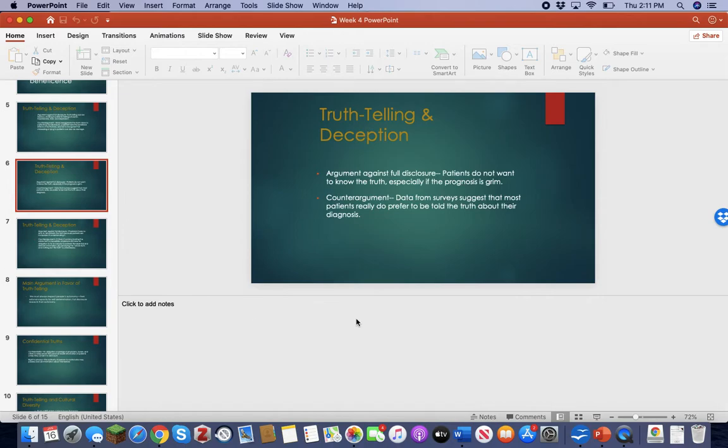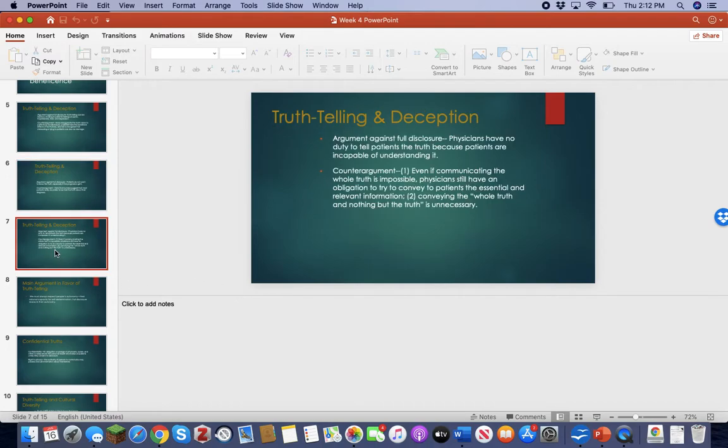Another argument against full disclosure is that patients do not want to know the truth, especially if the prognosis is grim. A counter-argument to that is that data from surveys suggest that most patients really do prefer to be told the truth about their diagnosis. Another argument against full disclosure is that physicians have no duty to tell patients the truth because patients are incapable of understanding it. A counter-argument to that is, one, even if communicating the whole truth is impossible, physicians still have an obligation to try to convey to patients the essential and relevant information, and two, conveying the whole truth and nothing but the truth is actually unnecessary.